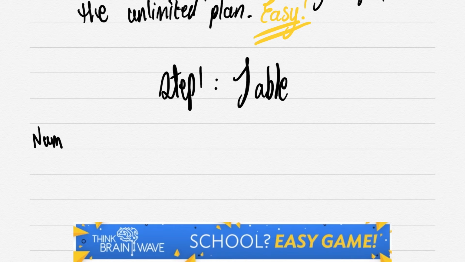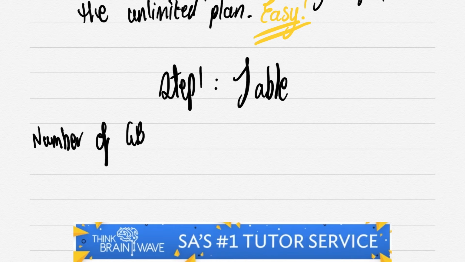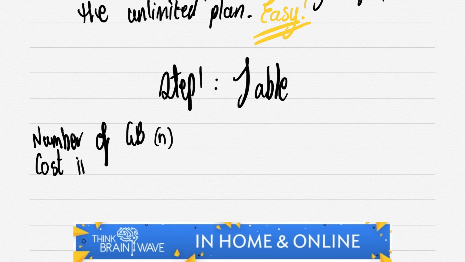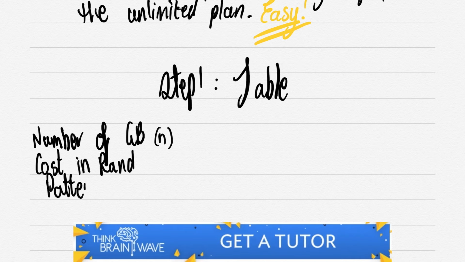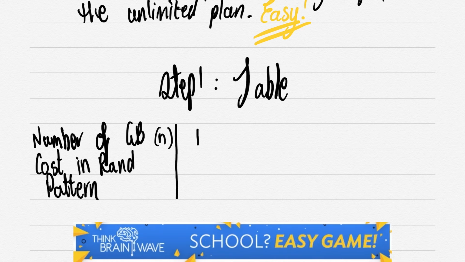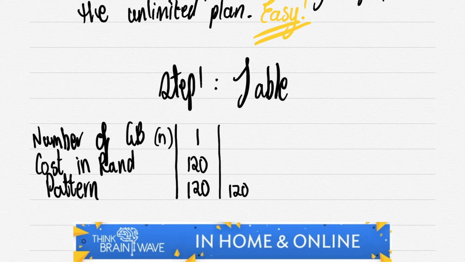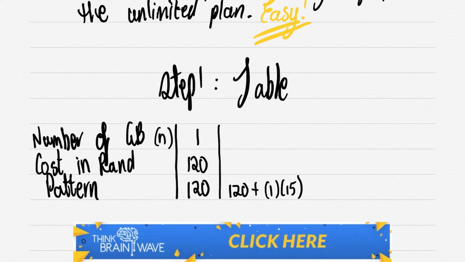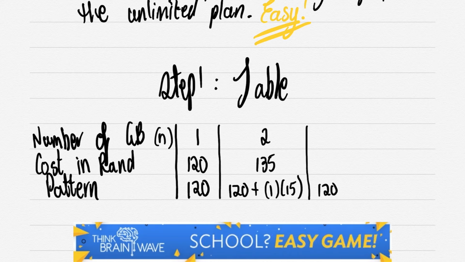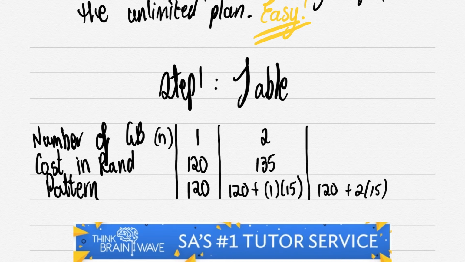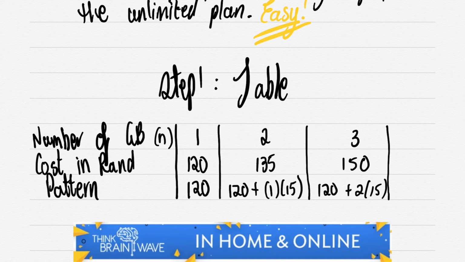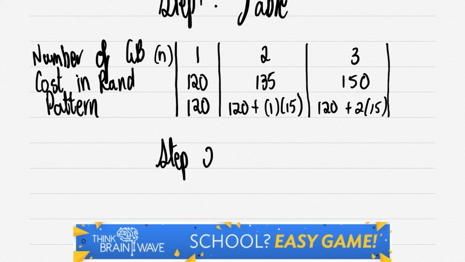So step one, let's make a table. Let's say the number of gigabytes, N, the cost in Rand, and then the pattern that is formed. So we know that we've got 1 plus 120, and 120 is our first term, so there's no pattern so far. So the next term would be 135. That would be 15 on top of 120. So we say 1 times 15. And when you get to 150, you notice that it's 2 times 15. So all of a sudden, you find that your additional amount is relative to the term number.